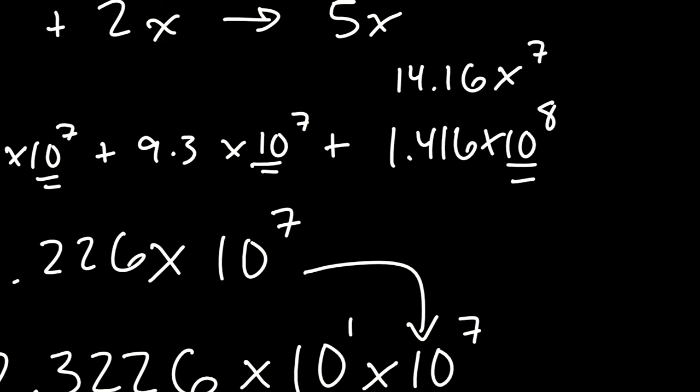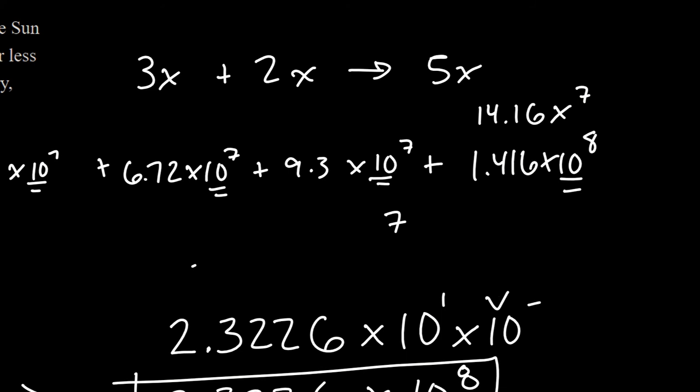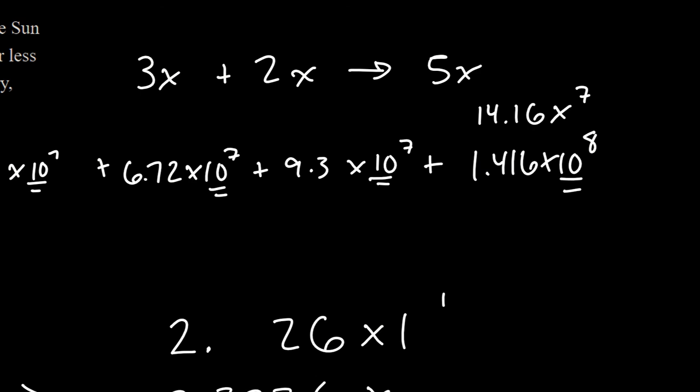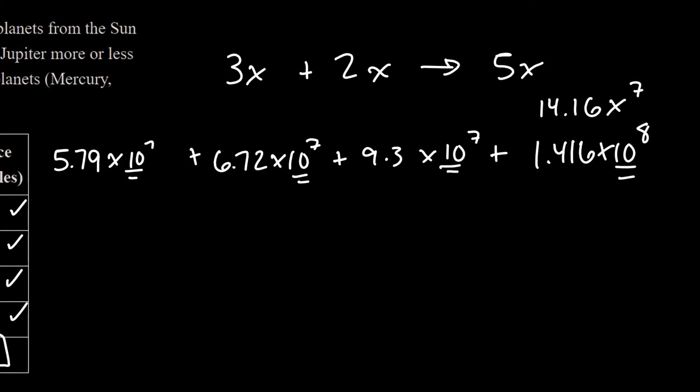So 14.16 times 10 to the 7th is the same thing as 1.416. Ooh, you know what? I think the answer is going to flip because of that. Let's see. Now I gotta combine some different numbers, right? So I now need to add. This is embarrassing. I'm so embarrassed. I can't believe this.